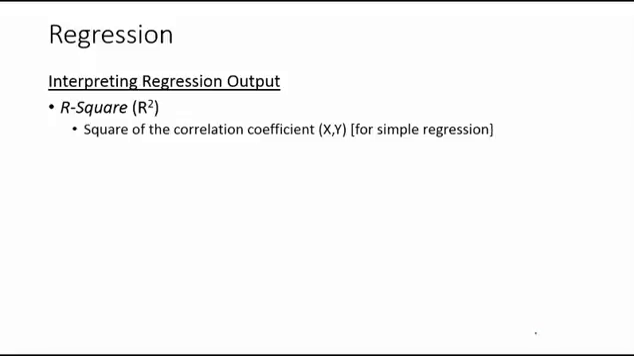Okay, next is R-square, and R-square might be the single most important regression output. That's kind of the overall indicator of how good our regression is. So it's important to talk about this for a minute. It's really just the square of the correlation coefficient if we're doing a simple regression where we only have one x and one y. But you can think of it as that for right now.